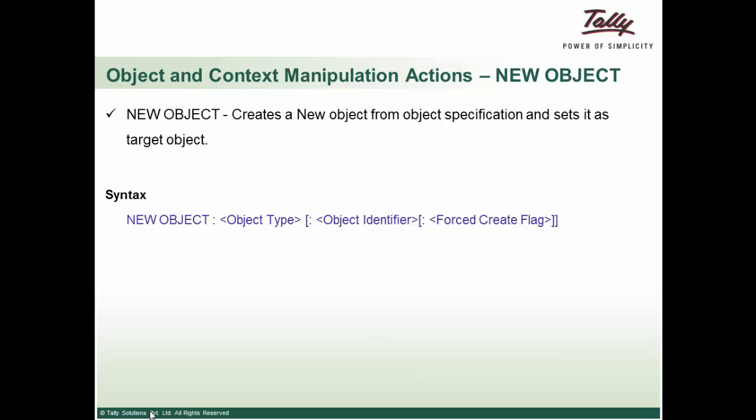Object identifier is optional for cases where it is in create mode. Obviously when you are creating an object you do not know the identifier. However, in the cases where it is an alteration mode or an edit mode, an object identifier is expected.